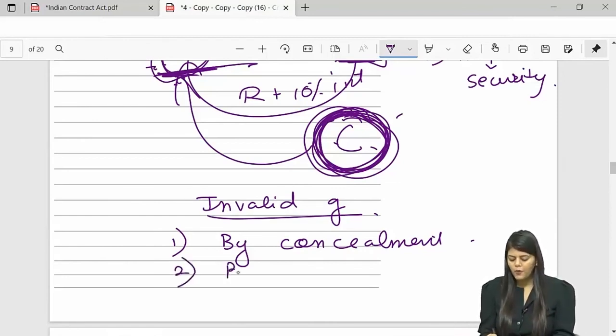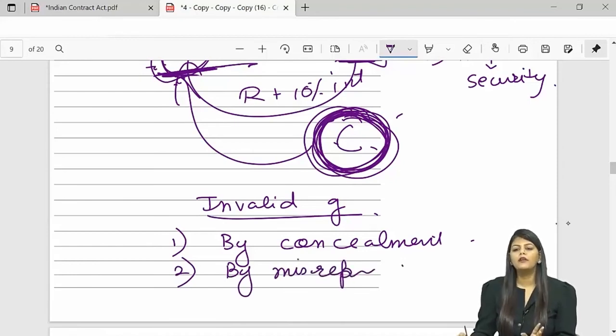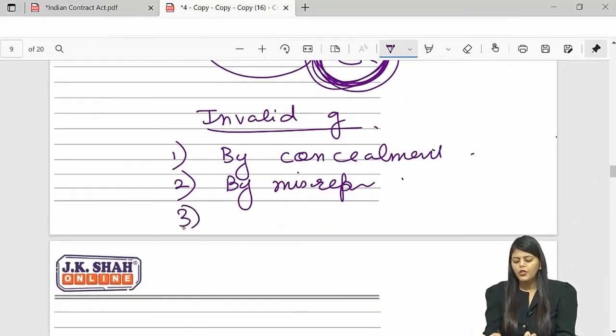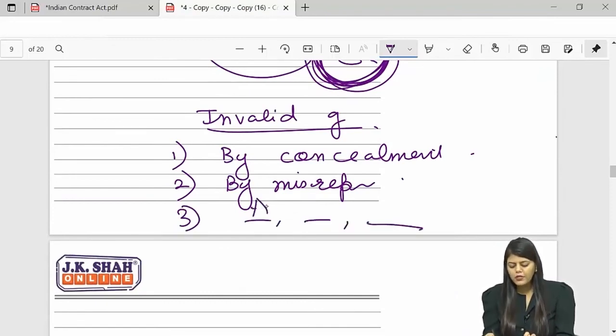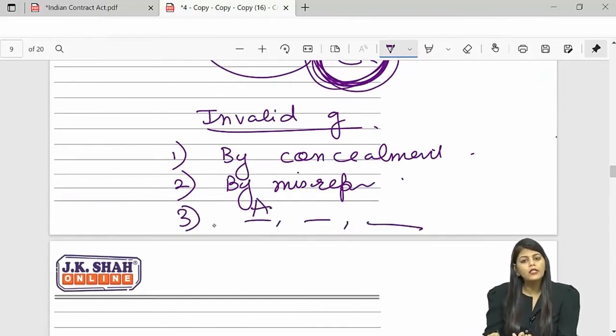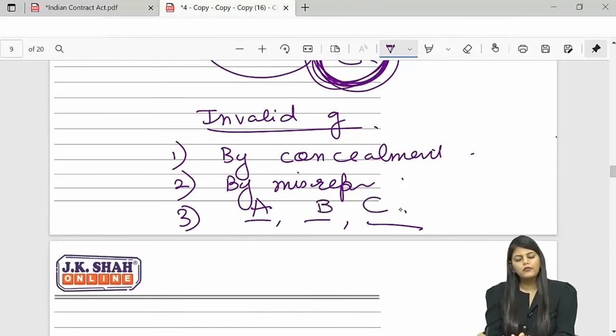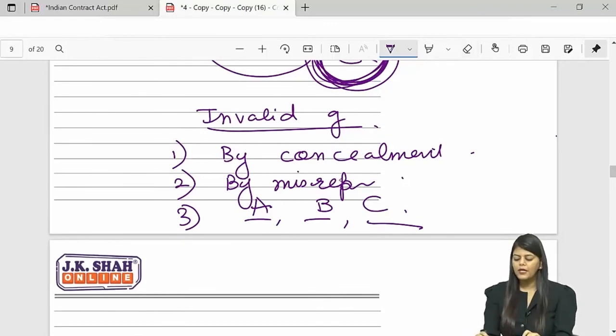Or the guarantee is obtained by misrepresentation. Unintentionally you lied, but the point is you lied. So here it is invalid. Third, you required 3 guarantors and only one person gives guarantee. It is invalid until others join. So if B and C join, it's okay, but till B and C join, this guarantee will be invalid. So that is your invalid guarantee.